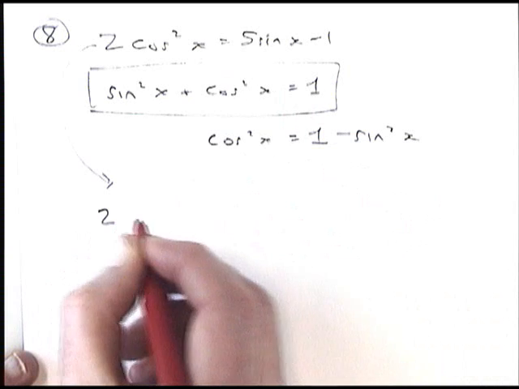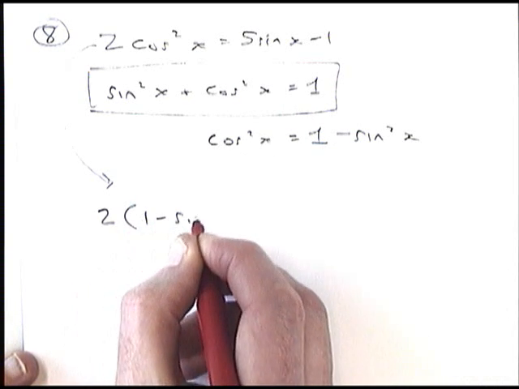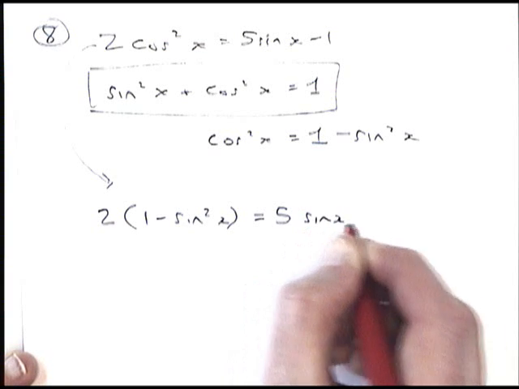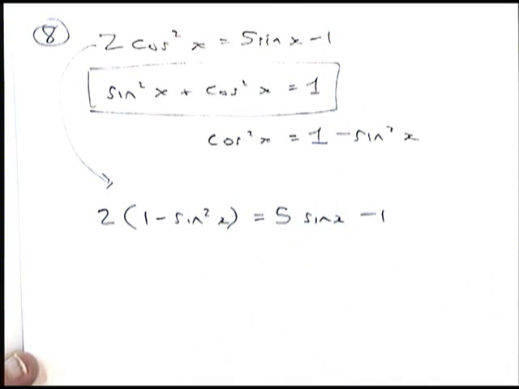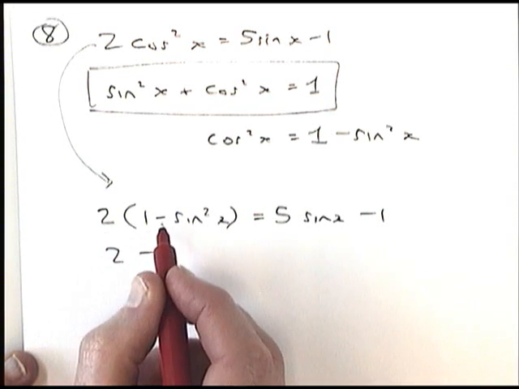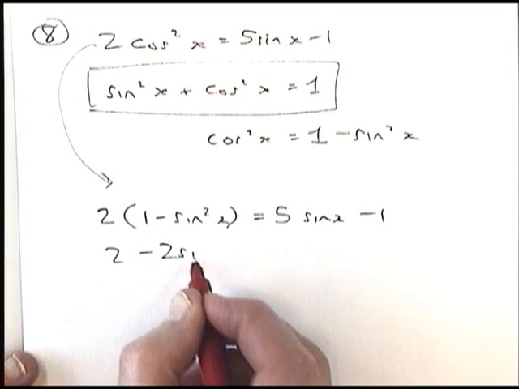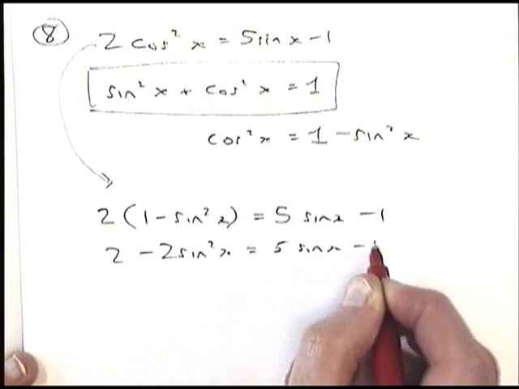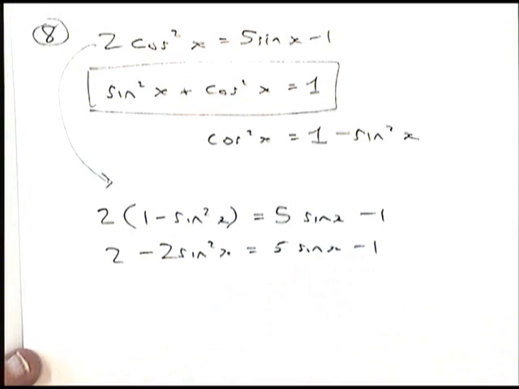So that question becomes 2 cos squared x equals 5 sine x take away 1. The right hand side I've just copied straight down. If I multiply out the bracket, 2 lots of 1 is 2, take away 2 lots of sine squared x equals 5 sine x minus 1.